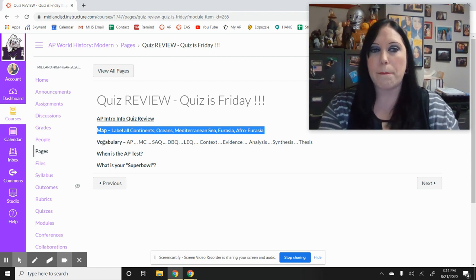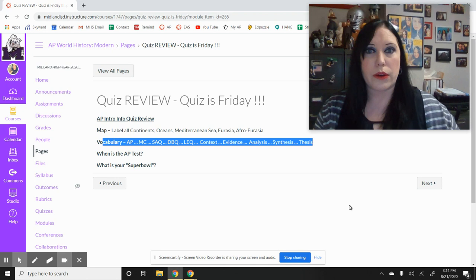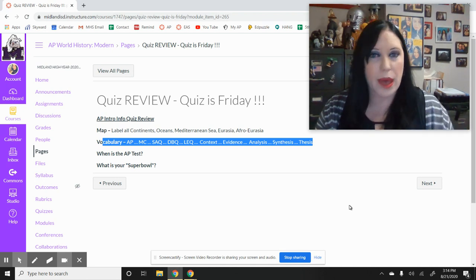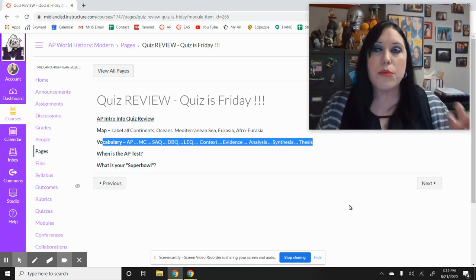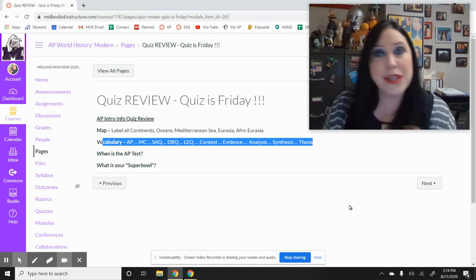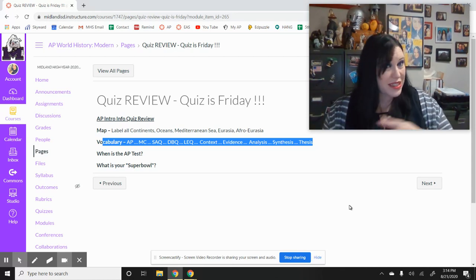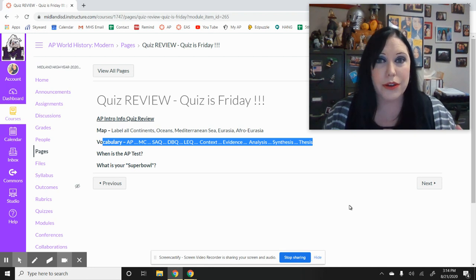Then you have some basic vocab words that you are going to need all year. It's in your vocab sheet. I'll show you where it is in a minute. Okay, but when I'm talking about MC and LEQ and SAQ and DBQ, you should know exactly what that is. That's why we have to do these as vocab words, because these words are going to be with us all year long.